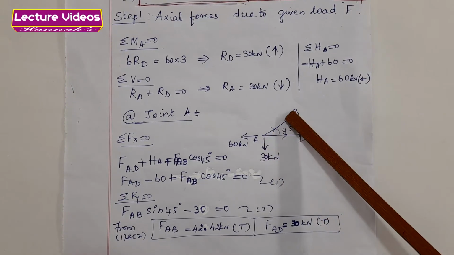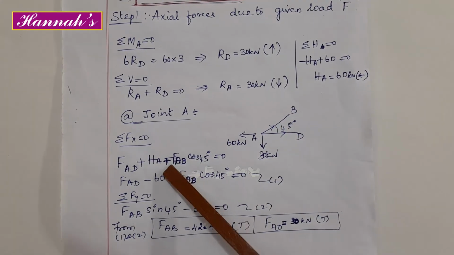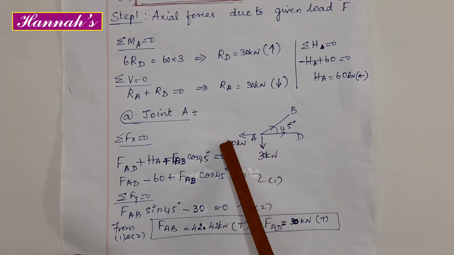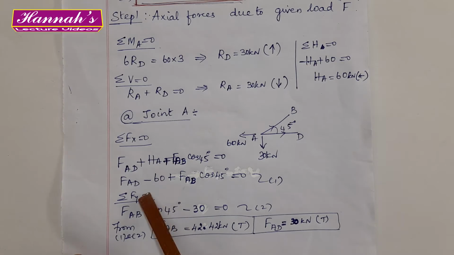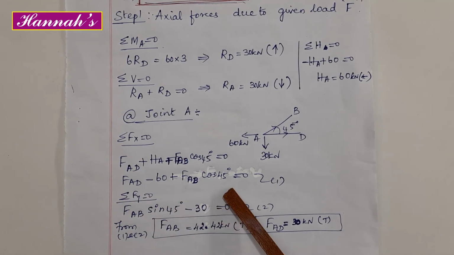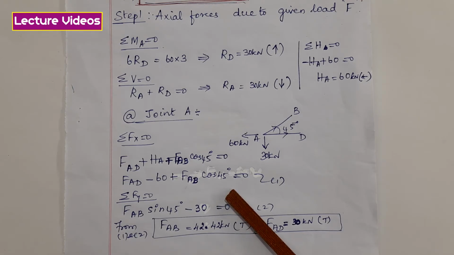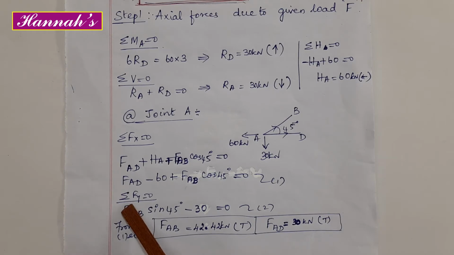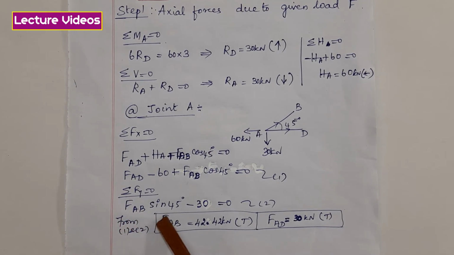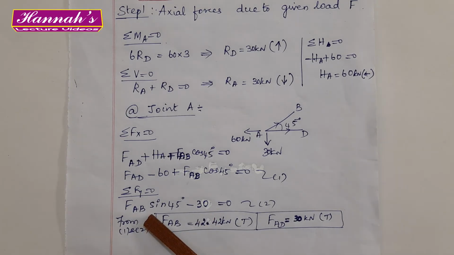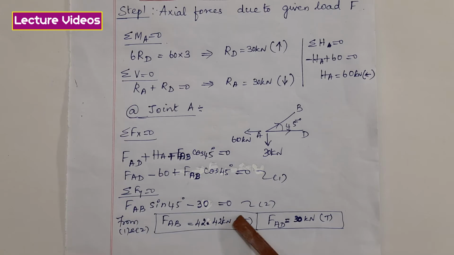So FAB into cos 45 will be in the positive direction. Apart from that, I have a 60 kilonewton horizontal reaction going in the negative direction. Based upon the directions of x, we write the equation sigma Fx equal to 0. Sigma Fy equal to 0 is our second equilibrium equation. Same way, all the vertical direction reactions of forces and member forces have to be considered for writing the second equation, sigma Fy equal to 0.